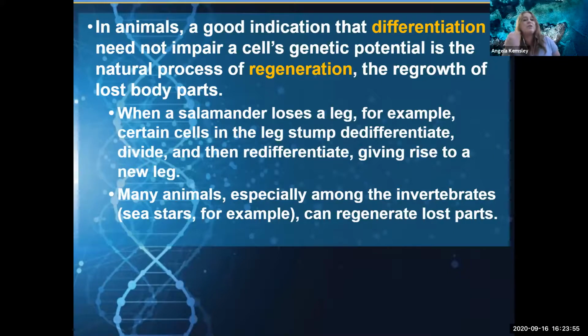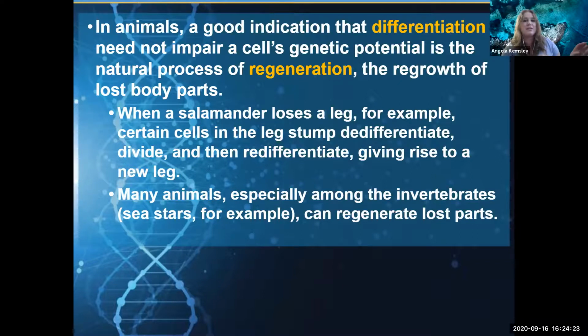So in animals, a good indication that differentiation does not have to impair a cell's genetic potential is the natural process of regeneration. So the regrowth of lost body parts. Think about a salamander. If a salamander loses a leg, it's actually able to regrow that leg. So it's missing a leg, right? Those cells are no longer there, but the cells around it are able to express the genes for leg growth and actually grow a new leg.